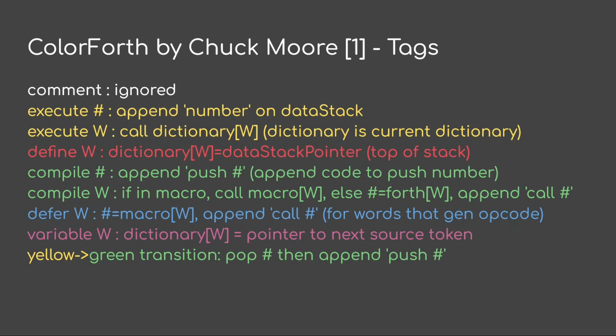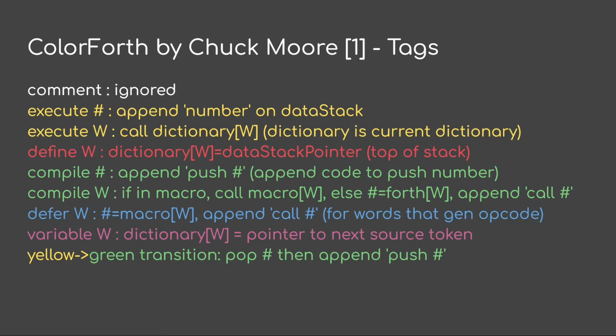If we compile a word, if we're in the macro dictionary, we're first going to look up the word in the macro dictionary, and if it exists, we're going to call it. Otherwise, we look up the word in the Forth dictionary, and we append a call to the word itself. Cyan, or blue, is used to defer words' execution. So we'll look up the word in the macro dictionary, and we will append a call to the word. This way we can make words that do code generation, that call other words that do code generation.